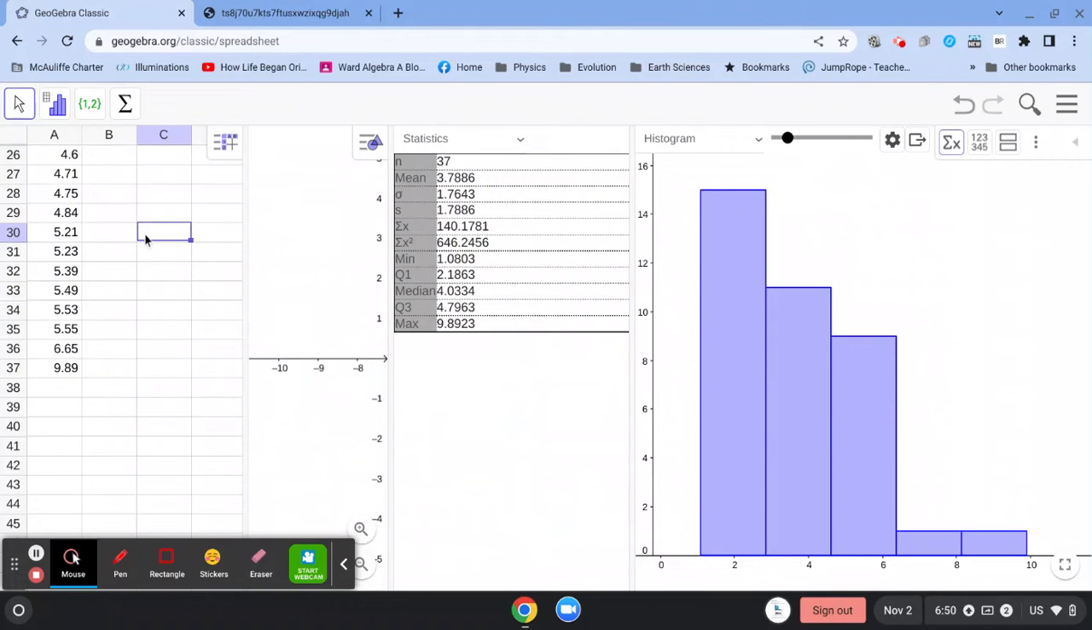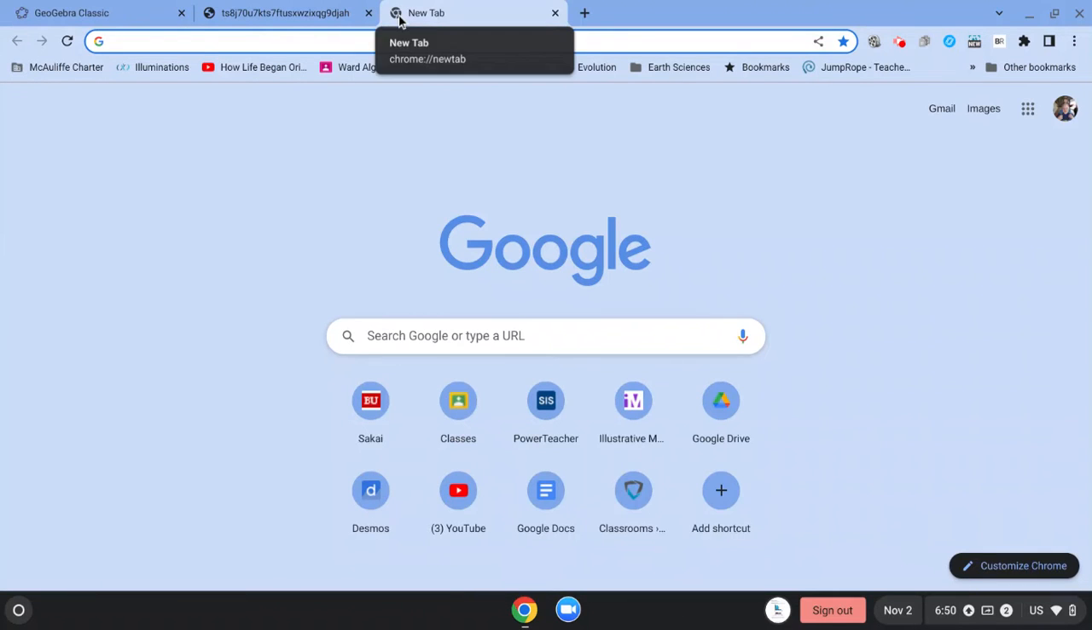So I'm going to just do a calculation, equals 4.7963 minus 2.1863. And that's going to get me the interquartile range. At least it should. It looks like it did not. So I'm going to have to do this using a different tool. It's not letting me grab that number. So I'm just going to have to open up a Google Sheet Drive.